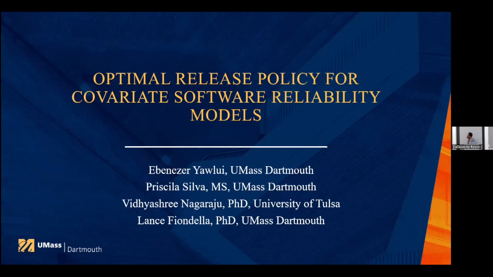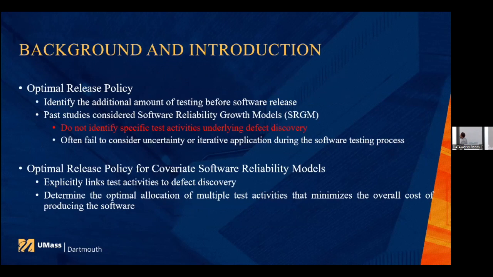My presentation is about optimal release policy for covariate software reliability growth models. One may ask, what is an optimal policy? An optimal policy is a policy that maximizes the expected discounted return. So let's look at what we have.